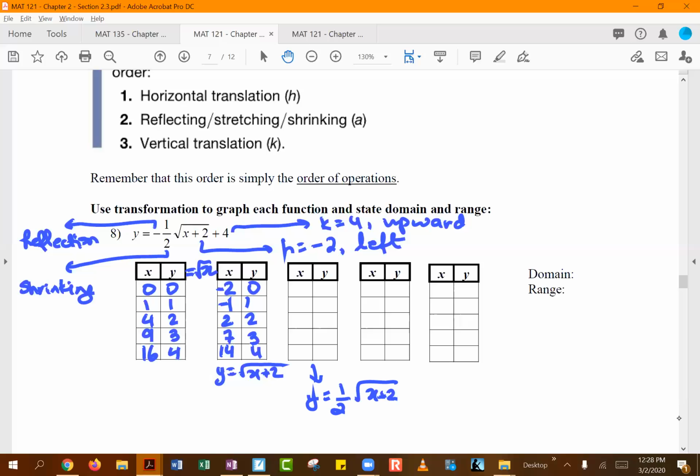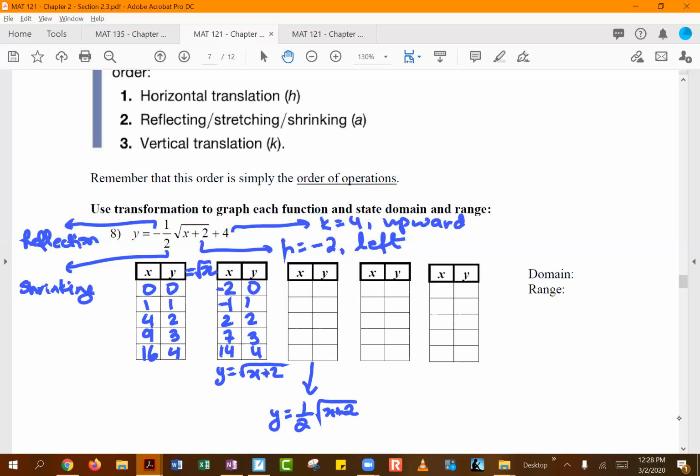Okay, I think I'm going to move him a little bit to the left. You don't bring the negative with it? We're going to do that as a separate step, because that's reflection. But if you bring it at the same time, you can basically shrink it and reflect it if you want to. I just figured we'd do it separately. So that's our shrinking. You're doing 1/2 in front of that square root of x plus 2.